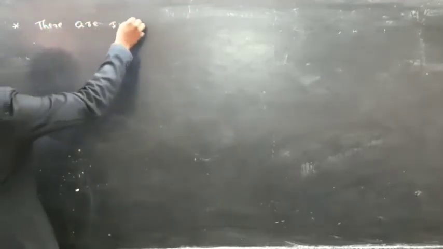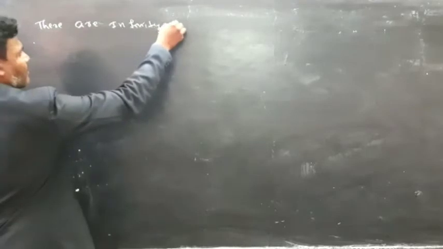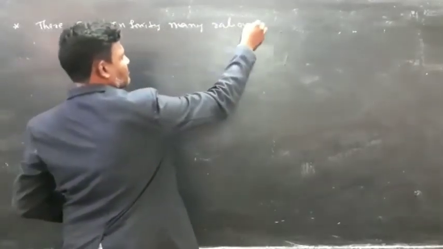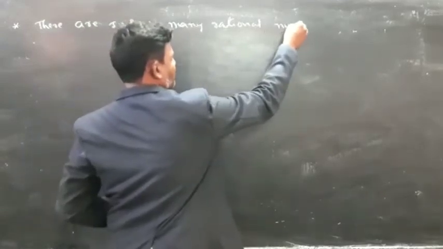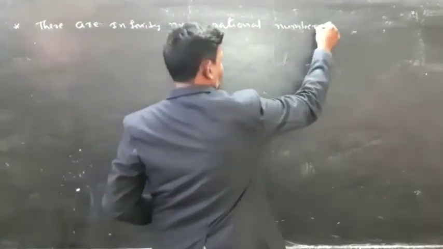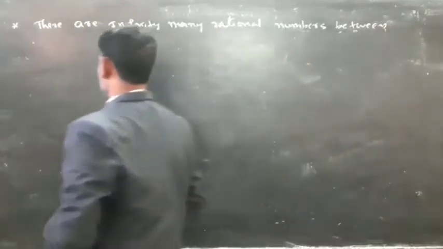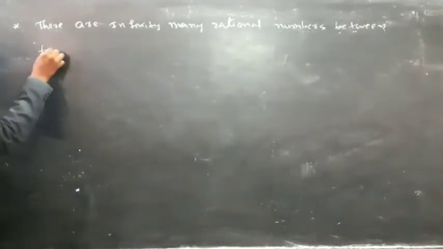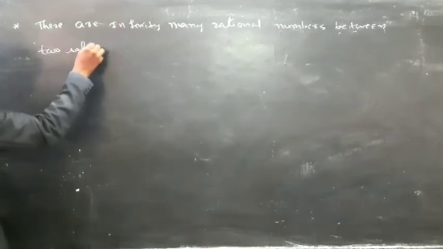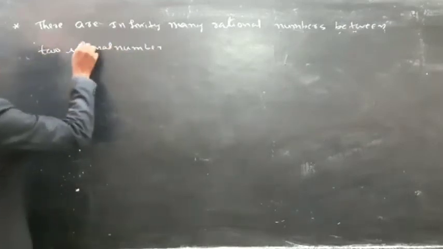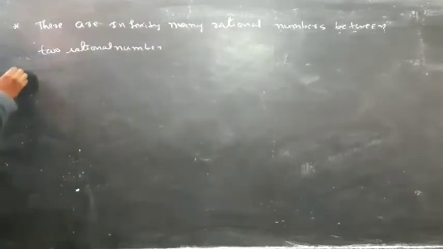Next, there are infinitely many rational numbers between two rational numbers.